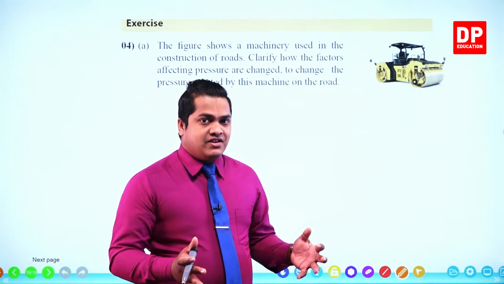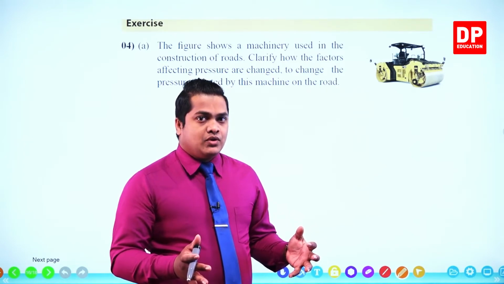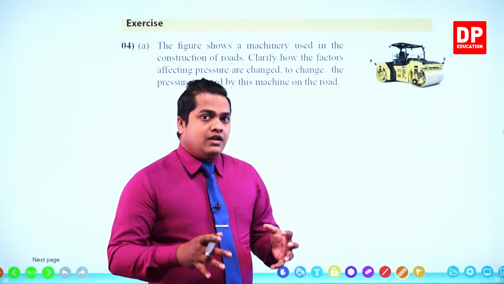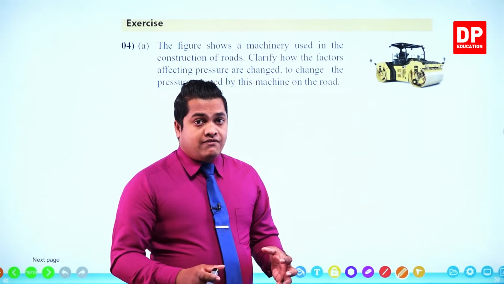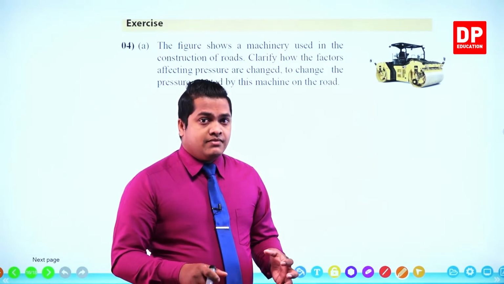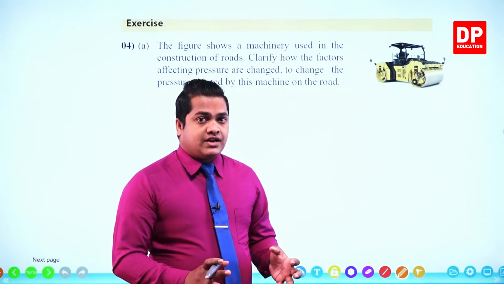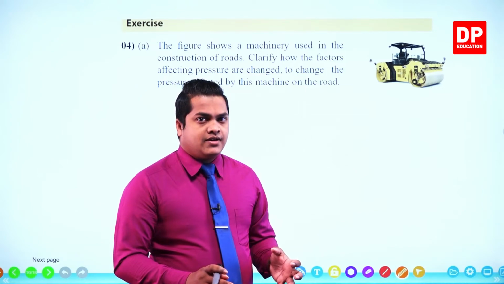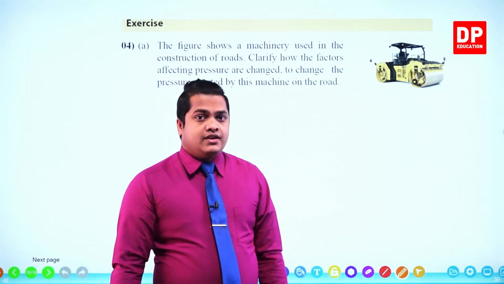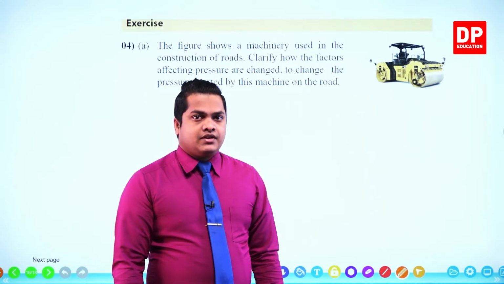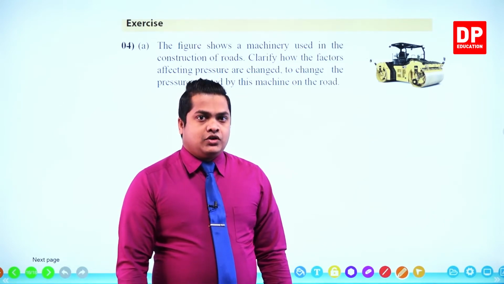So it has a broader surface area to decrease the pressure. However, the perpendicular force acting on the surface is very high. Why is that? Because a very heavy iron block is being used. A heavy iron roller is used to increase the pressure given, right?